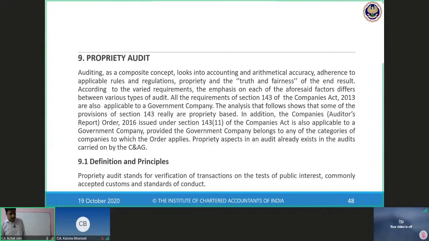Okay, now let's understand about this propriety audit. Audit as a composite concept looks into accounting and arithmetical accuracy, adherence to applicable rules and regulations, propriety, and truth and fairness of the end results. All the requirements of the Companies Act are also applicable to a government company. The analysis that follows is that some of the provisions of the Companies Act really are propriety based. So there are certain provisions of CARO which also seem to be propriety based.